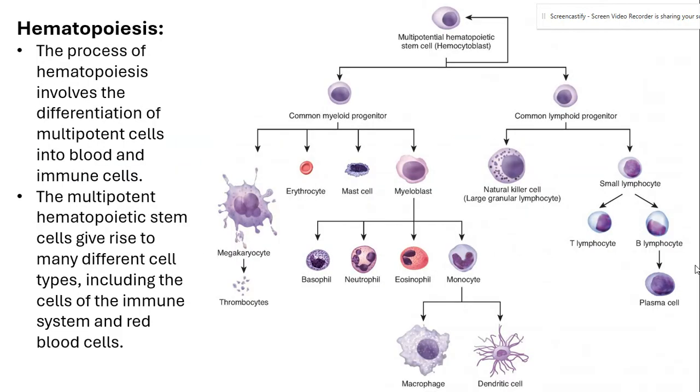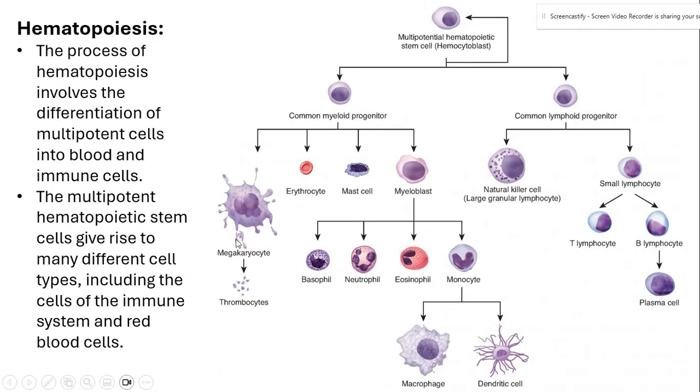Hematopoiesis. The process of hematopoiesis involves differentiation of multipotent cells, right? We just said multipotent cells are restricted to a particular tissue into blood and immune cells. Multipotent hematopoietic stem cells give rise to many different cell types, including cells of the immune system and the RBC. Yeah, so we have multipotent hematopoietic stem cell. Okay, hemocytoblast. All right, common myeloid progenitors. Remember, progenitors are not differentiated yet. Common lymphoid progenitor. So natural killer cell, large granular lympho, small lympho, T lympho, B lympho, and plasma cell.